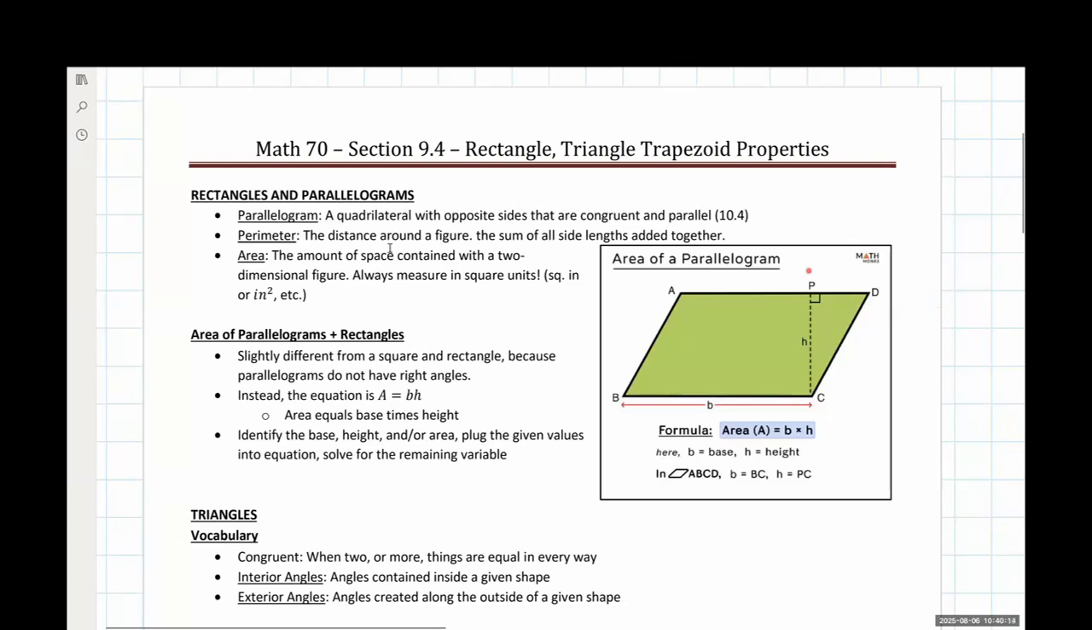So we'll start with the rectangles and parallelograms up here, and we have our main definition of those, the parallelogram anyway. It's a quadrilateral, meaning it's got four sides to it, and it has opposite sides that are congruent and parallel. We can ignore the 10.4, that was from a different set of lecture notes, so that's irrelevant now. So if I'm looking at the two horizontal sides of this parallelogram, these two things are the exact same as one another.